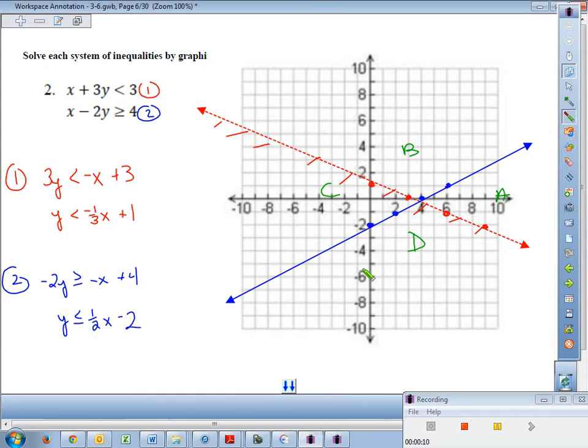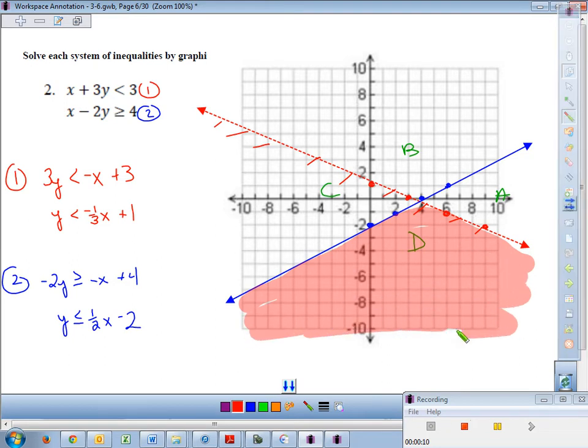Where's my highlighter? I like highlighting. If you're a Mrs. Colwell student, you can just use a darkened pencil. It's up to you. I'm sure she'll have a darkened pencil, but I'm a highlighter fan.